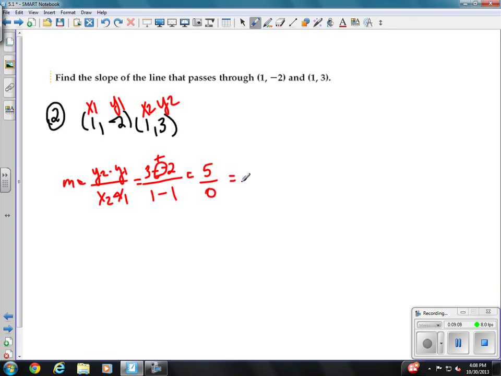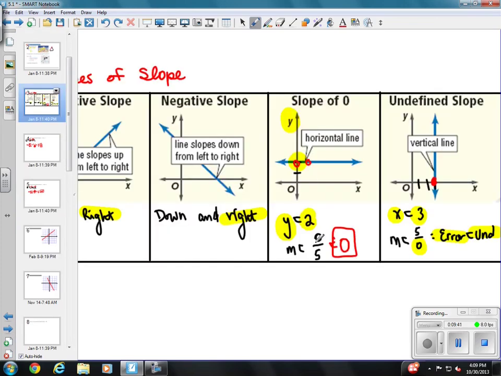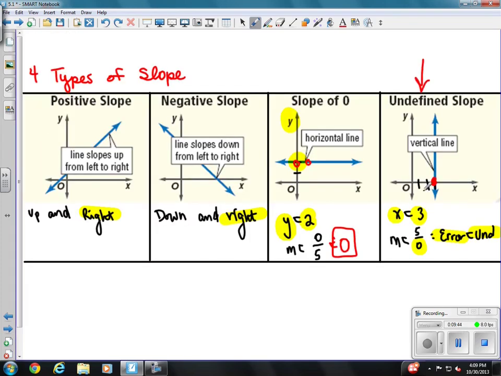Alright, now this is where you can either go to your calculator and try 5 divided by 0, and your calculator gives you an error message, or you can go and look back to your notes about slope and say if 0 is on the bottom, it's an undefined slope. So all we're going to do is write U and D. Remember, anytime your calculator tells you error, it's going to be an undefined slope, and that's all we have to write. So that means that the line that goes through 1, negative 2, and 1, 3 is a vertical line. And like I said, you can just go back here and look at your notes and say undefined means it's a vertical line.